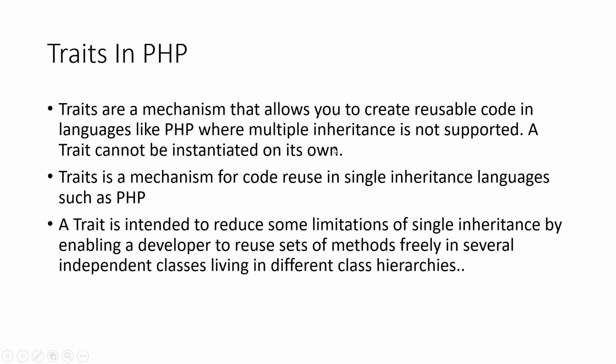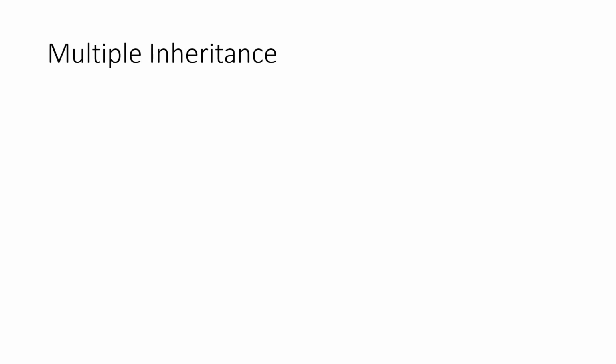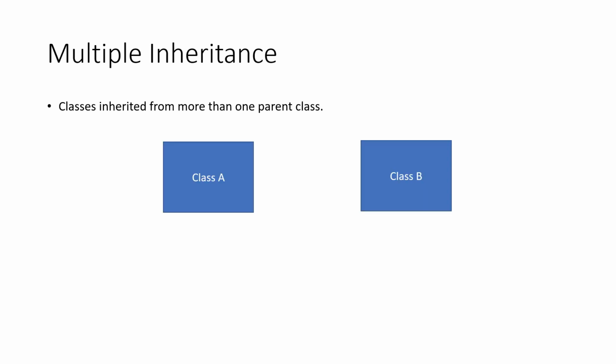In PHP, multiple inheritance is not supported. So first understand what multiple inheritance is. A class inherited from more than one parent class is called multiple inheritance. For example, we have a class A, a class B and a class C, and class C is a child class of both class A and class B. So class C is inherited from both A and B. This concept is called multiple inheritance.